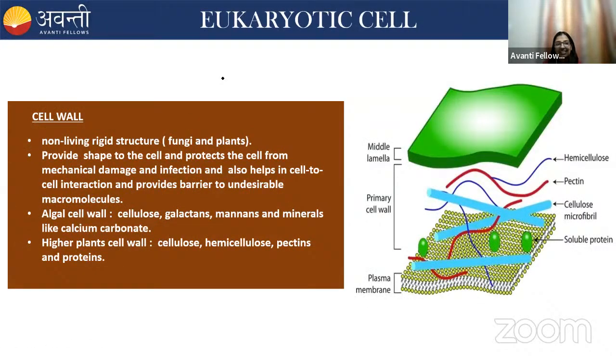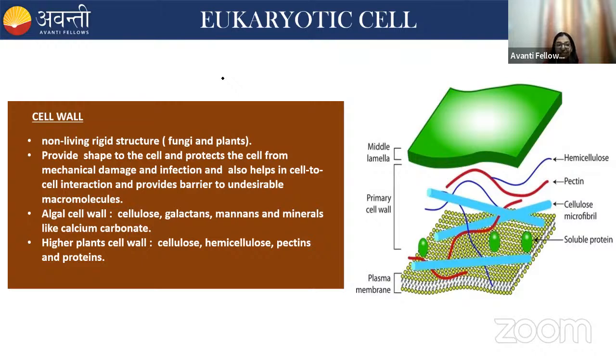Now the cell wall. The cell wall is a dead structure and it is permeable, so molecules can easily pass through it. The cell wall provides shape and protects the cell from mechanical damage. It also helps in cell-to-cell interaction and provides a barrier to undesirable macromolecules.